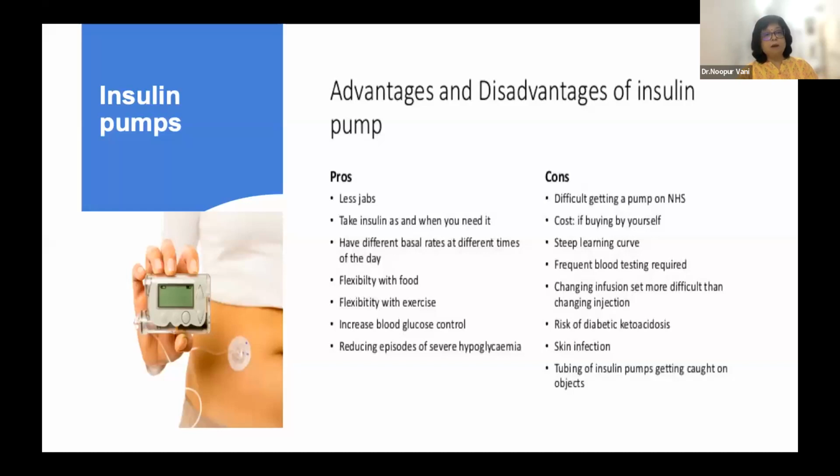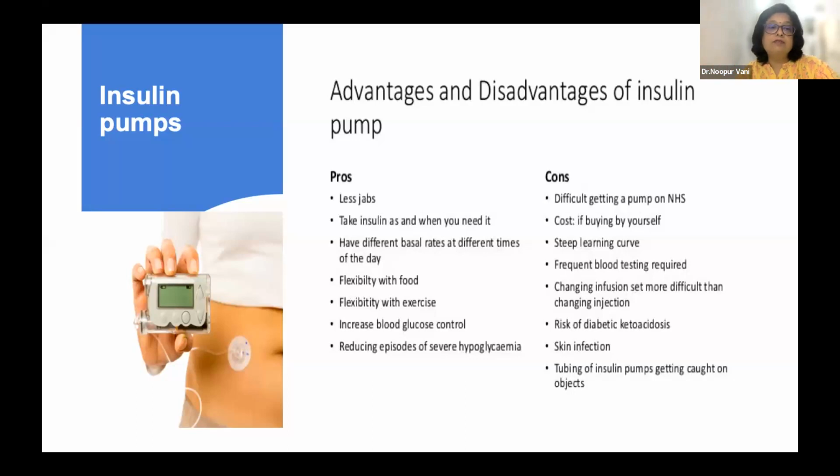Again, this is the insulin pump, which is also widely used nowadays in the affluent class. It gives a wonderful glycemic control. However, it is the pros here: less jabs, takes insulin as and when needed. We get less fluctuations. However, it is a little difficult to use because it is very, very costly.